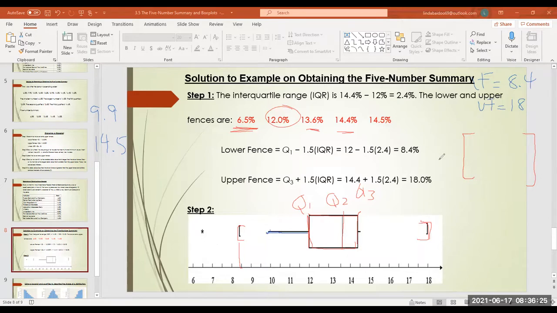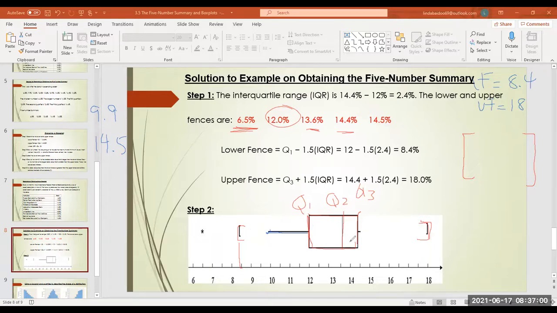And we are drawing a line from Q1 to 9.9. Then we do the same for the upper fence. For the upper fence, when we were looking for that value, we got that to be 14.5. So now we go to Q3 and we are drawing a line from Q3 to 14.5. This is Q3. Q3 was 14.4, and we have to draw a line from 14.4 to 14.5. So that is a small line, a small distance, a distance of 0.1. So that is from Q3 to 14.5.